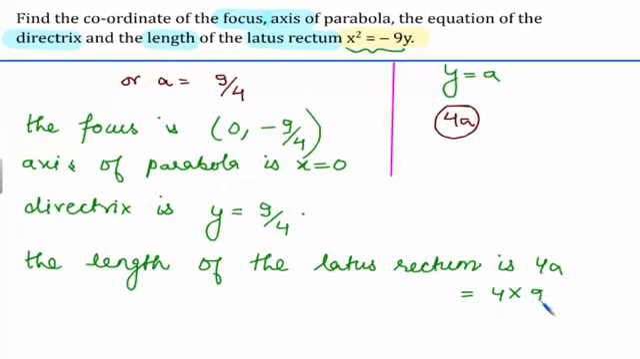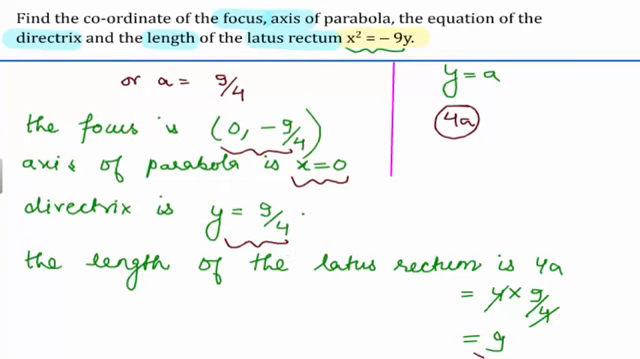Hence, the focus is 0, minus 9 by 4. The axis of the parabola is x is equal to 0. The directrix is y is equal to 9 upon 4, and the length of the latus rectum is 9. So this completes the solution.